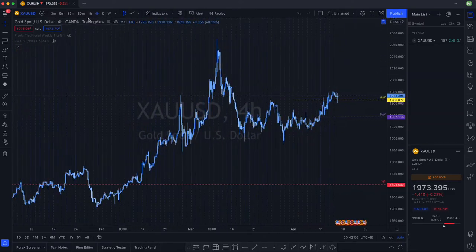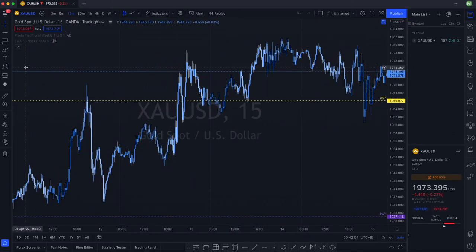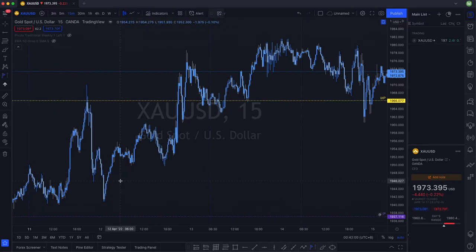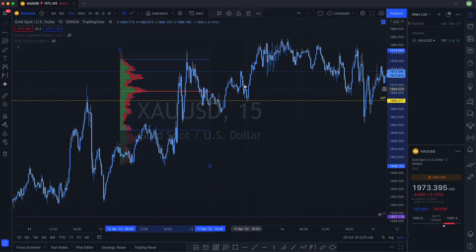And the next important tool would be the volume profile. Here if you go to fixed range volume profile and click on it, you can just draw the range that you want to see the volume profile action for. What I like to do is the previous day's full day range. Let's say I'm on this day, so I will mark out the previous day.